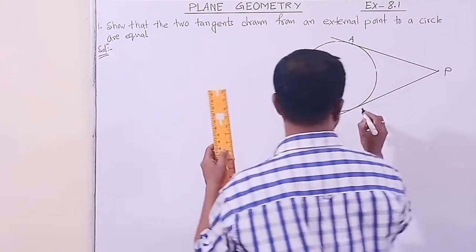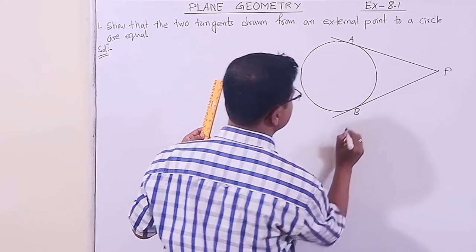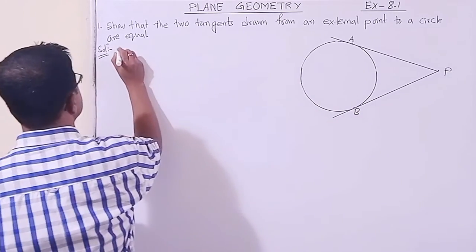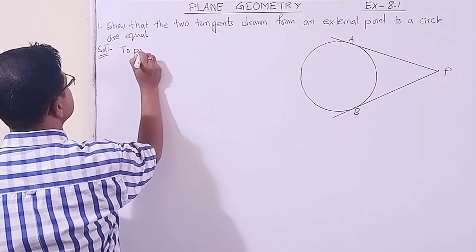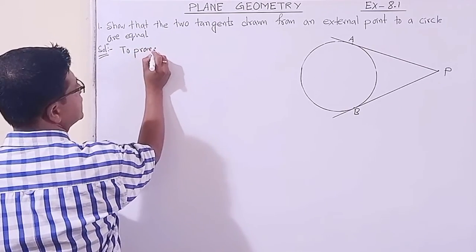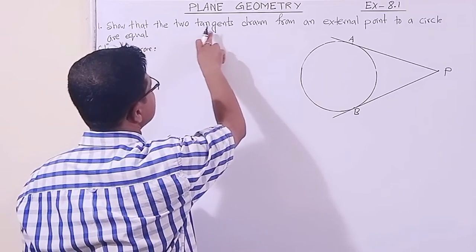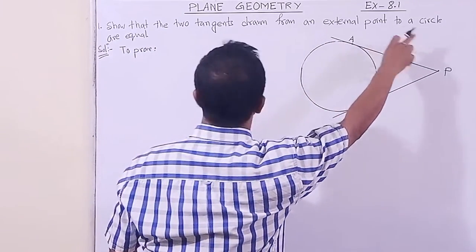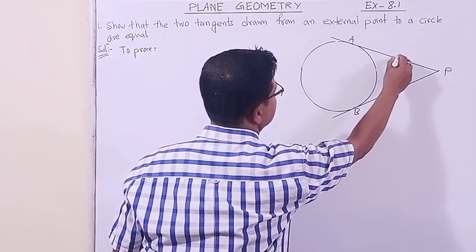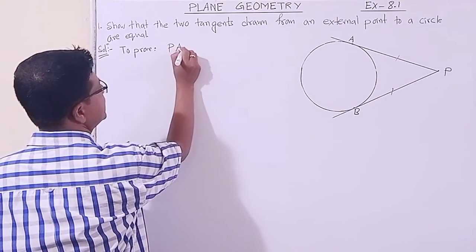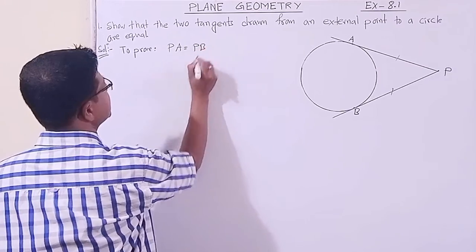This point is marked as B. This is the point. Now what we have to prove? Let us write: to prove that the two tangents drawn from an external point to a circle are equal. That means these two are equal. We have to prove PA equal to PB.